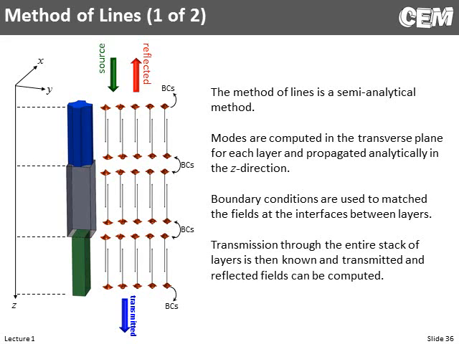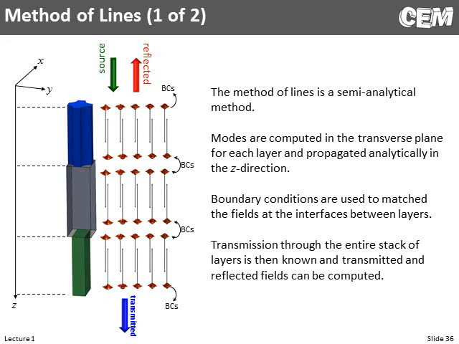Then what you do is you look at this cross-section, and we'll calculate what electromagnetic modes can exist in that cross-section. And you get two pieces of information doing that. You get what the mode looks like, and you also get its propagation constant, which tells you essentially how fast it travels through the layer.